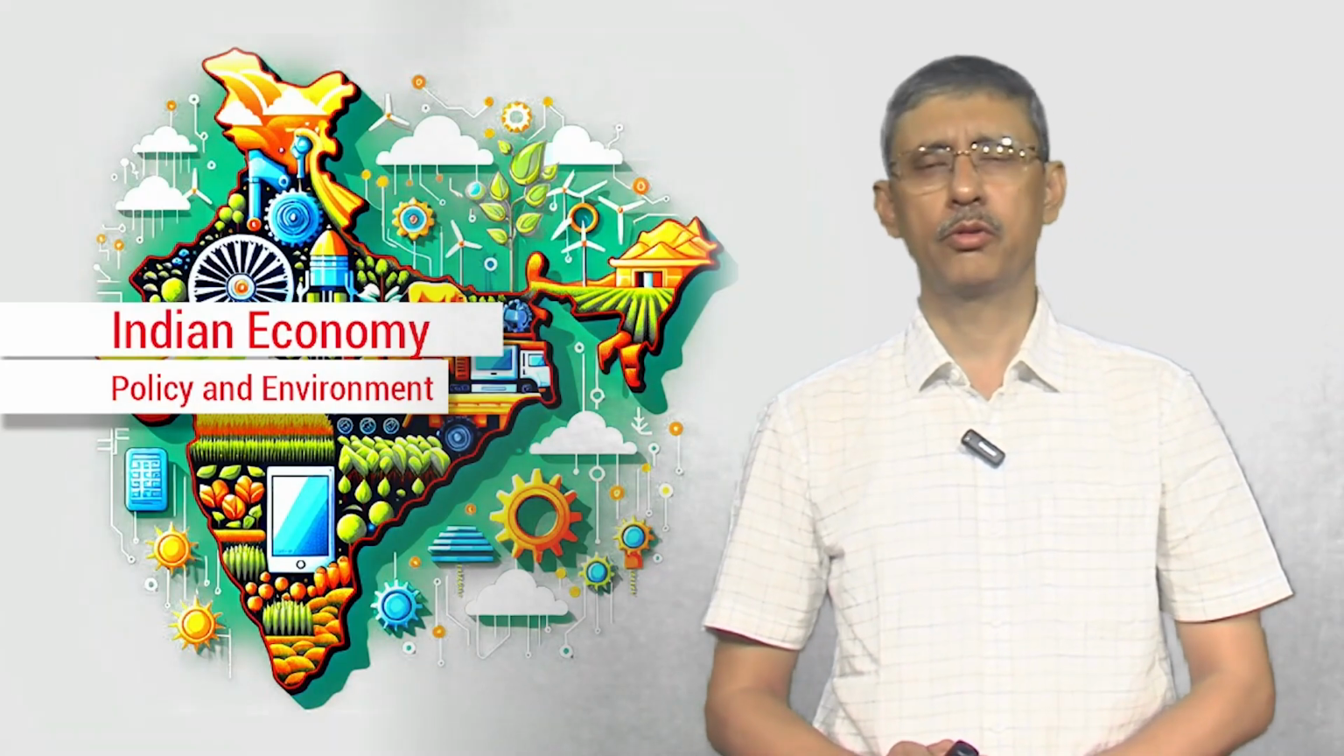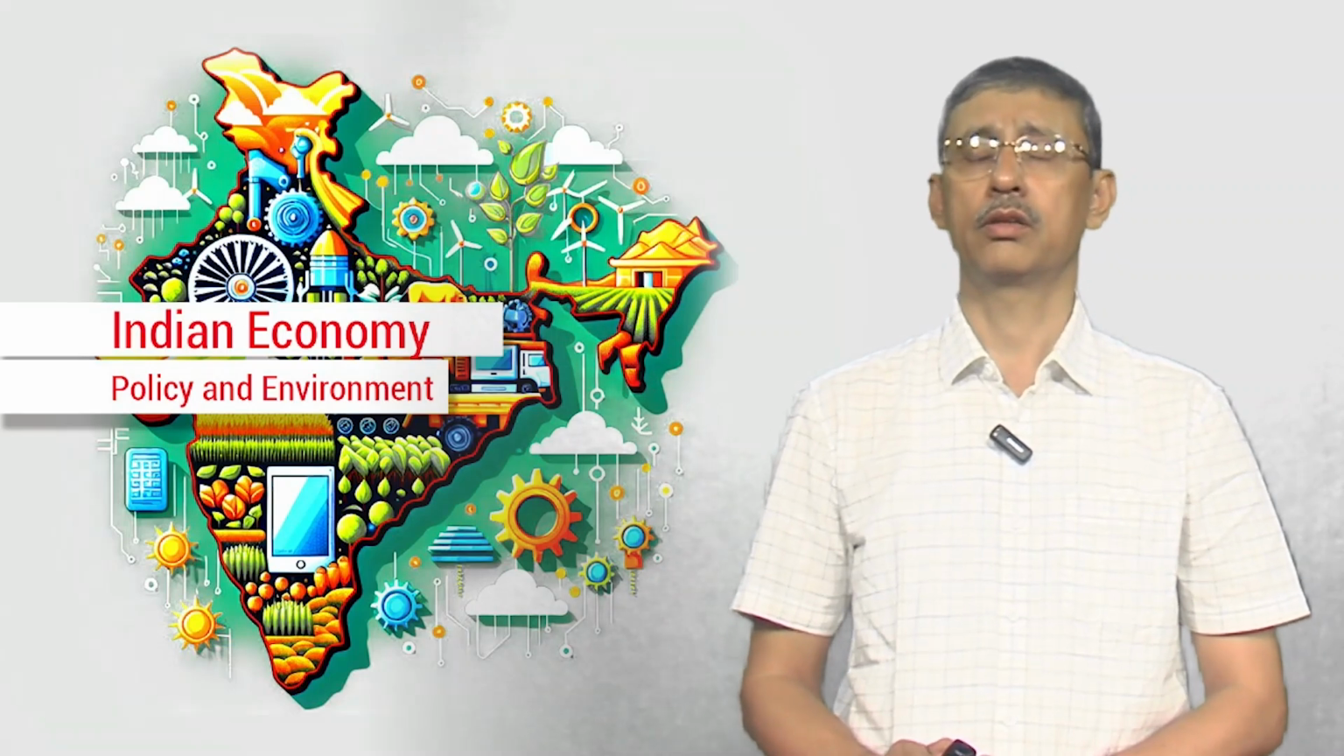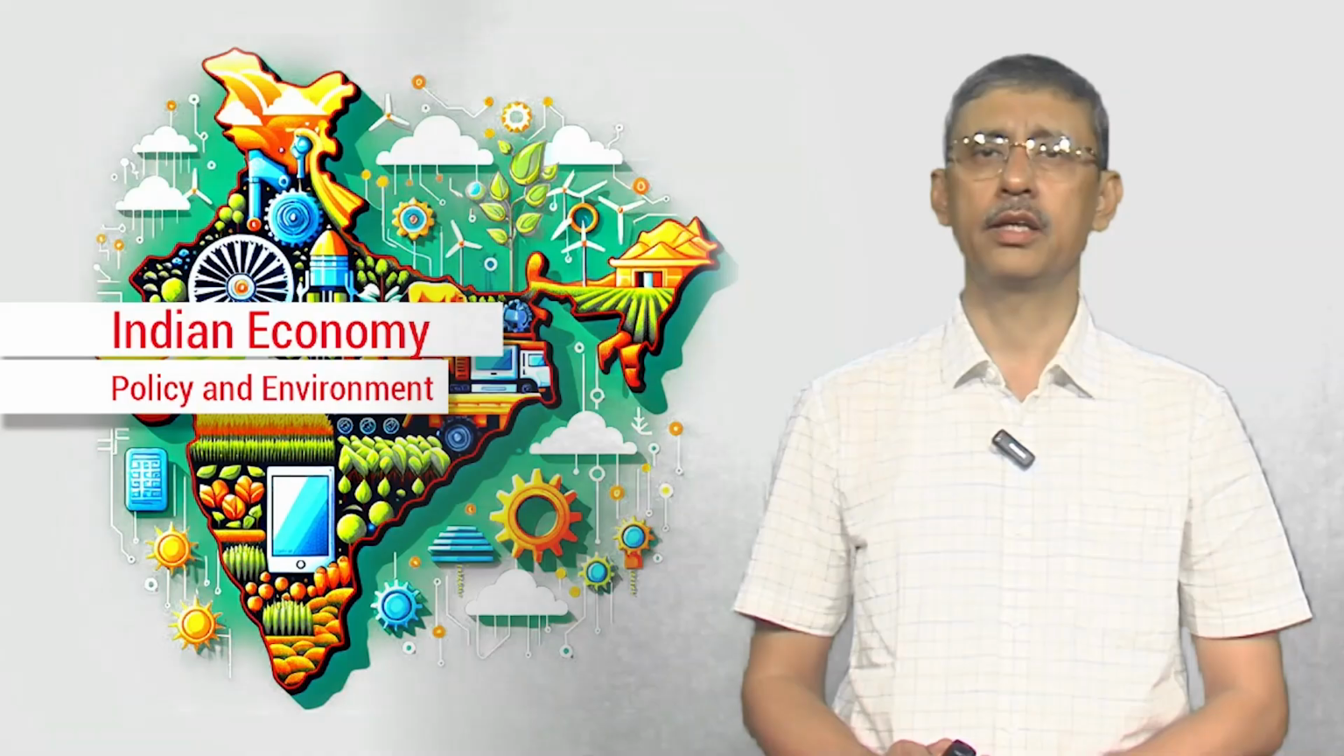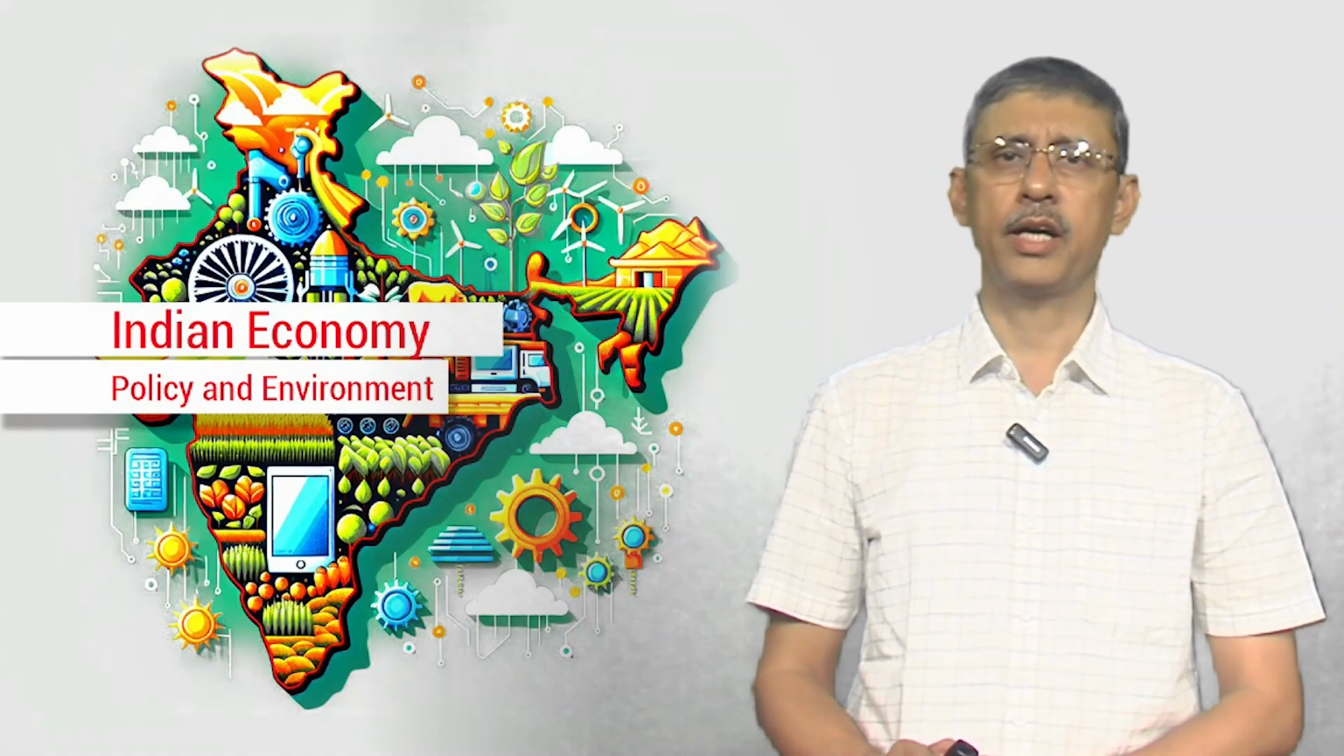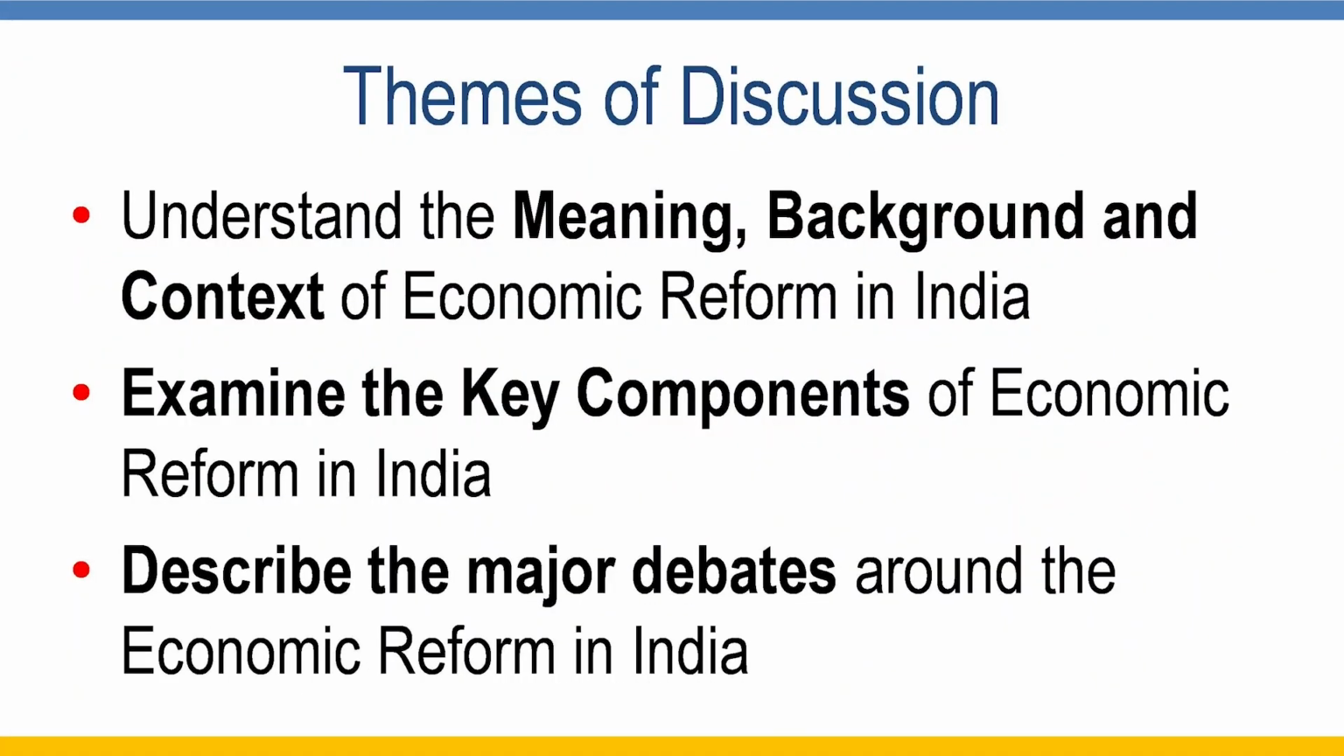In this unit, we are going to discuss the economic reforms which were undertaken in India from 1990 onwards. We will try to discuss 4 major things in this session. First, we will try to understand the meaning, background, and context of economic reform in India. Then we will follow the key components of economic reform in India, and then describe the major debates around it. And finally, we will try to evaluate the outcomes which can be attributed to the economic reforms program, which will be taken up subsequently.